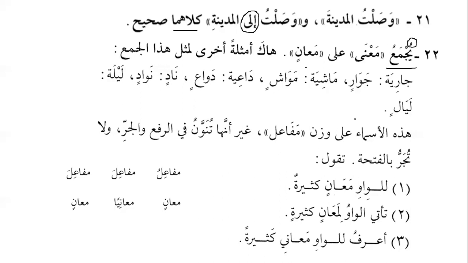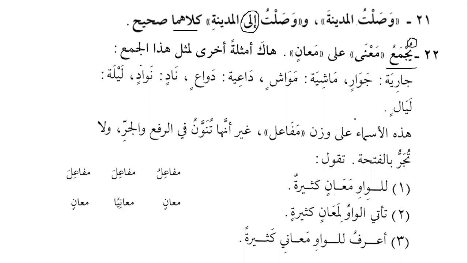Yujma'u ma'na ala ma'anin. So we make the plural of ma'na on the pattern of ma'anin. So yujma'u, it is made plural. Like we will translate it in the passive. Yujma'u ma'na ala ma'anin. The plural of ma'na is on the pattern of ma'anin. Haka amthilatan ukhra limithli hadha al-jam'i. And you have some other examples on this pattern.